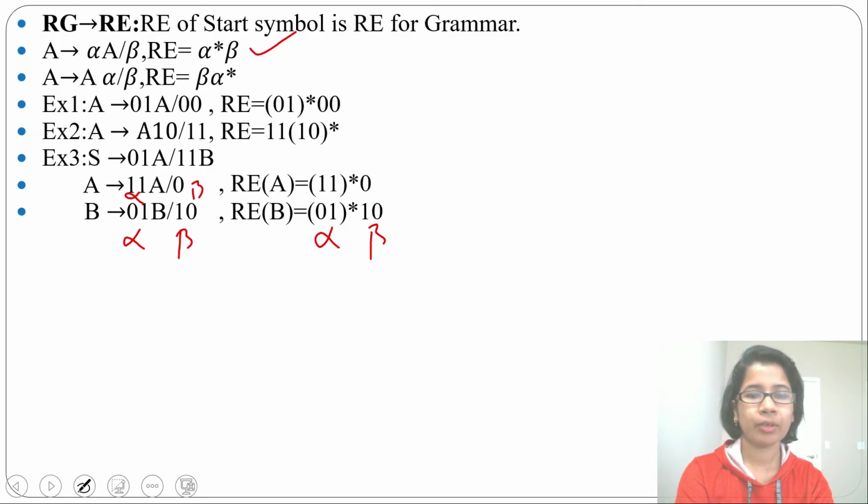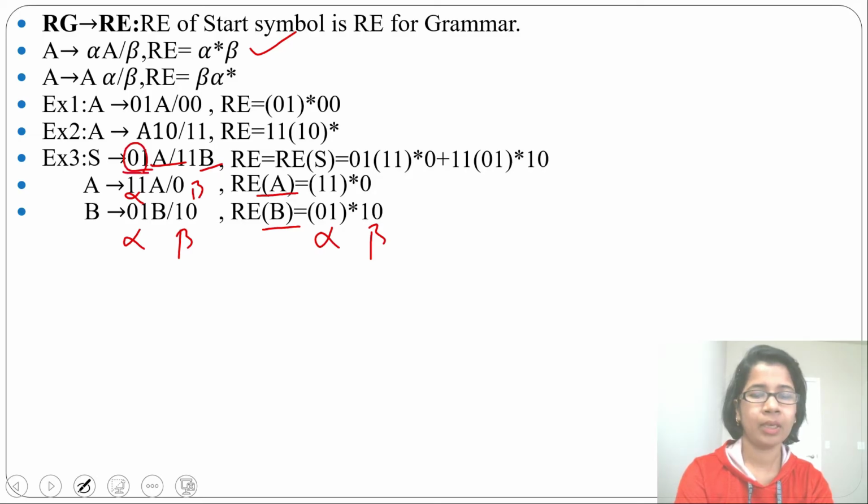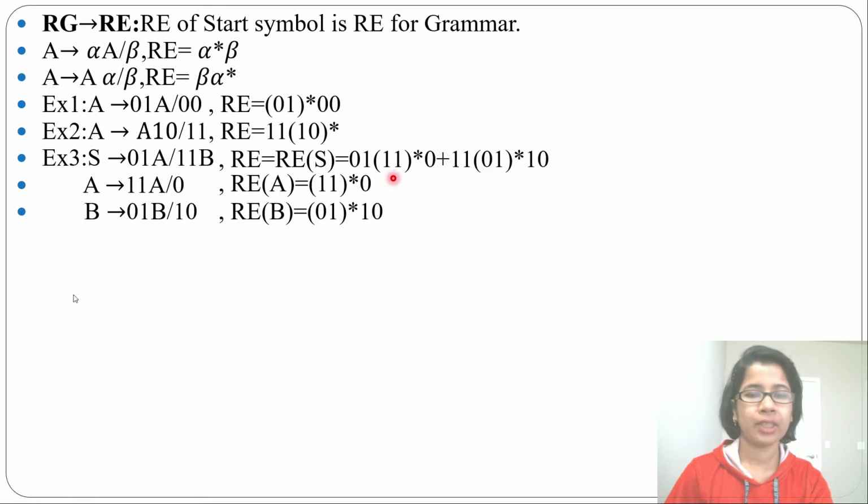Then we will just substitute the regular expression of A here and the regular expression of B in place of this B. The regular expression of the grammar will be the regular expression of S, and the regular expression of S will be 01, which was present here, and the A regular expression is 11 whole Kleene closure 0. So 01 1 1 whole Kleene closure 0, and here 11 is there, so just write 11. Then the regular expression of B is 01 whole Kleene closure 10. Now the regular expression is this for this whole grammar. We need to find the regular expression for the start symbol, and the regular expression of the start symbol will be the regular expression for the whole grammar.